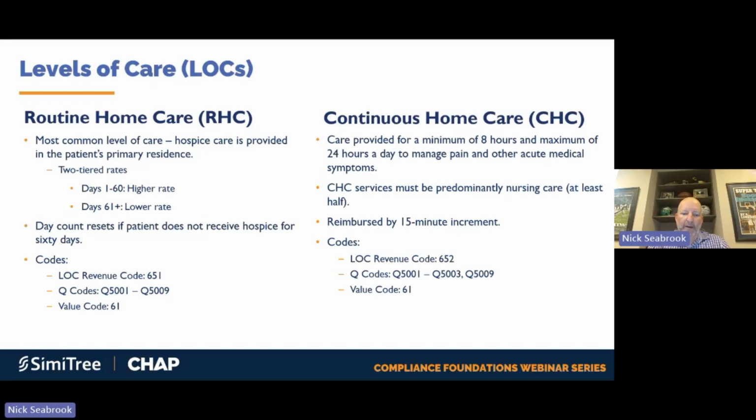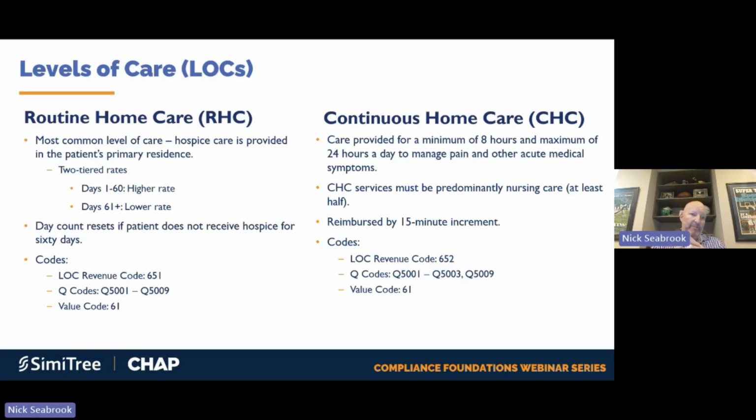So you can see there the first level of care that we see, and the most common that we see, is called the routine home care, or RHC. You can see how that's laid out there. So this is the most common level of care. This is going to be anytime you're providing hospice in the patient's primary residence.